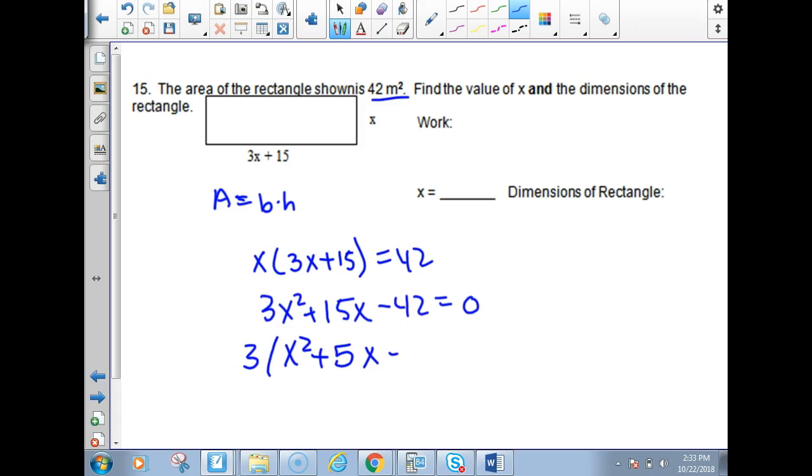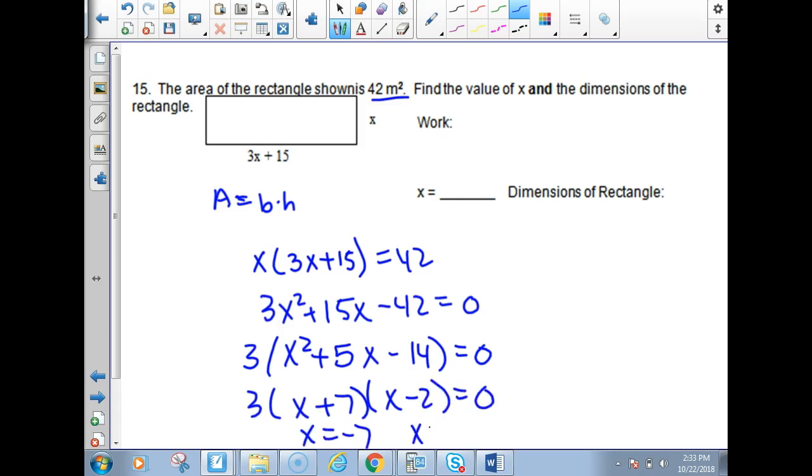Let's see, that would be minus 14. Okay, x plus 7 times x minus 2. So one of the zeros is -7, the other is 2, which means, hey, this is the length of the side of a rectangle. I can't use the 7, so I'm going to say the dimensions, x is 2. So the dimensions, I guess I should have put my work there, but anyway, 2 meters by 3 times 2 plus 15, which would be 6 plus 15 or 21 meters.